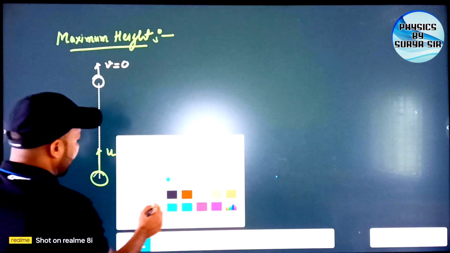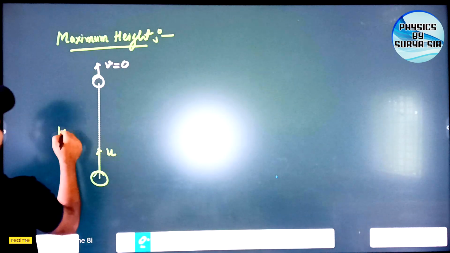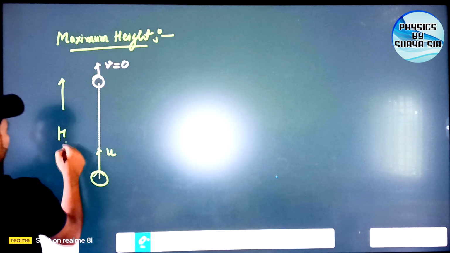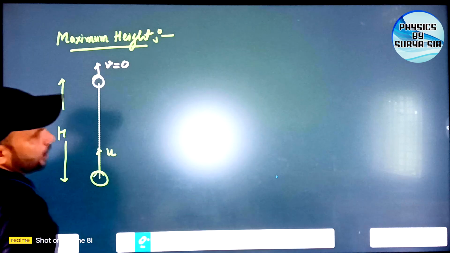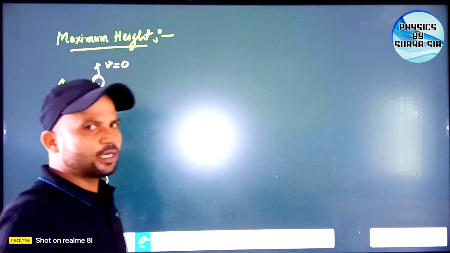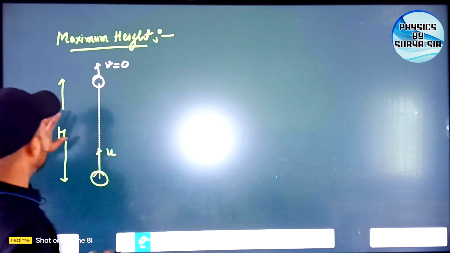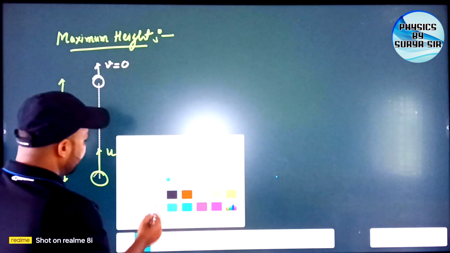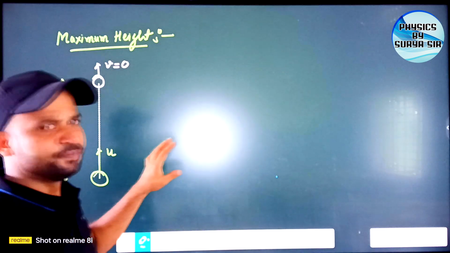So how much is the maximum height? It is the height where the object's final velocity is 0, and from where it will start falling downward. That is called the maximum height. So how can we calculate it? It is very simple.